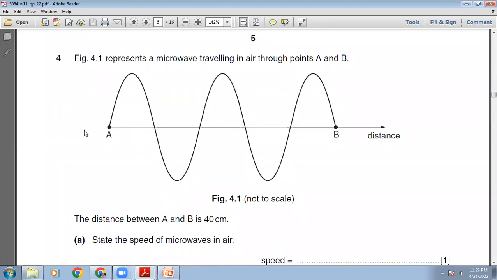This is question number 4 coming up on your screen. Figure 4.1 represents a microwave traveling in air through points A and B. The distance between A and B is 40 centimeters. You can see this is a transverse wave, a microwave. How many waves are there? One wave, two waves, and a half, 2.5 waves. The distance between A and B is 40 centimeters, so in 40 centimeters there are 2.5 waves.